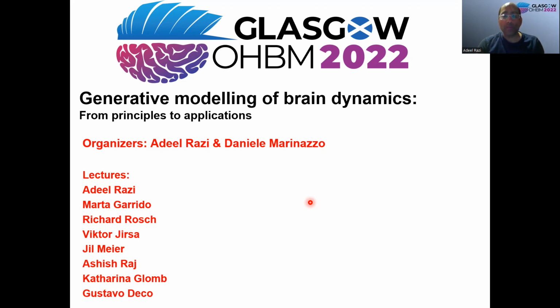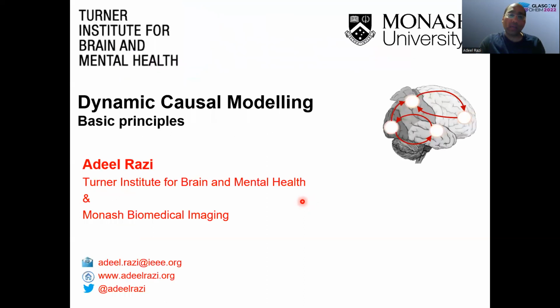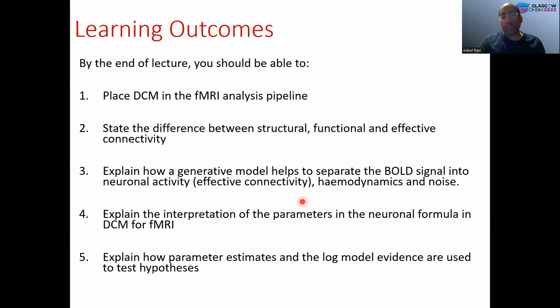So I will start with the first one, and the first lecture will be about dynamic causal modeling. By the end of this first lecture, you should be able to place dynamic causal modeling in the analysis pipeline. You should be able to tell the differences between different connectivities, for example, the structural, functional, and effective connectivity.